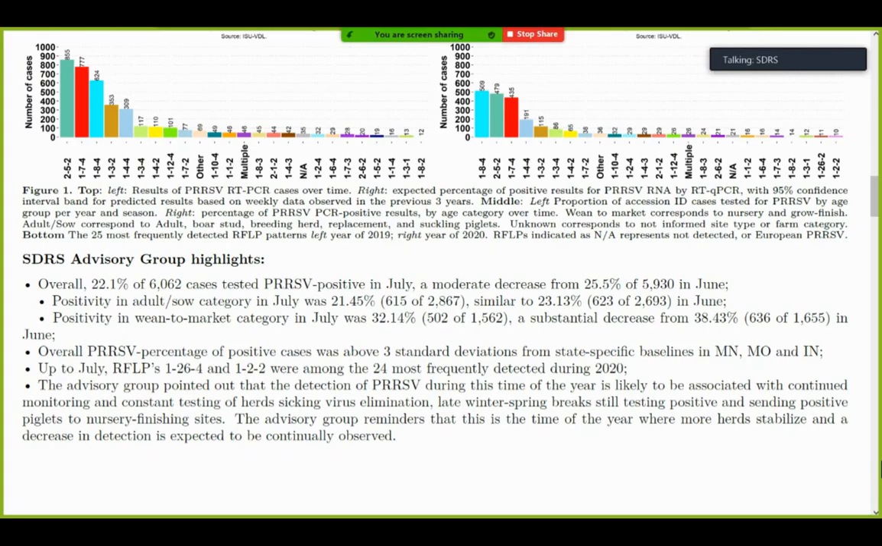And so these late winter spring breaks continue to be testing positive, and these pigs continue to go to the nursery finishing sites. But at the same time, the advisory group pointed out that at this time of the year, we are expecting to see a more intense decrease in PERS virus detection than the one observed during colder months.